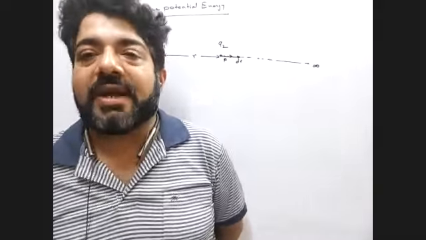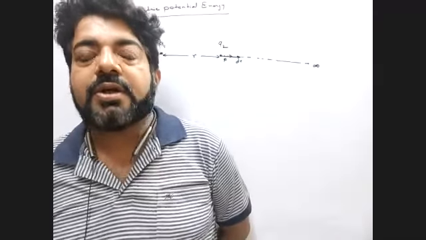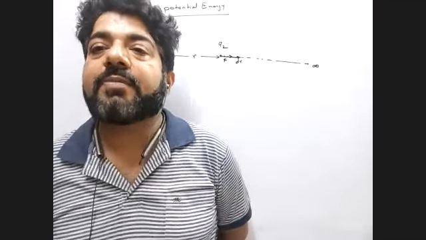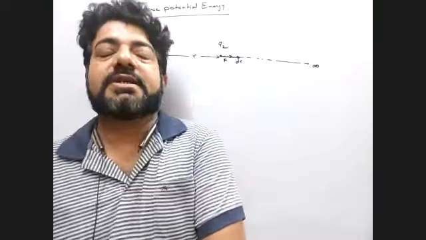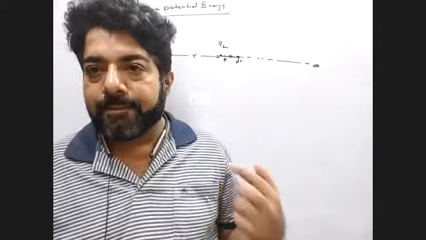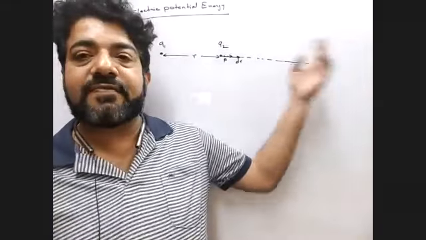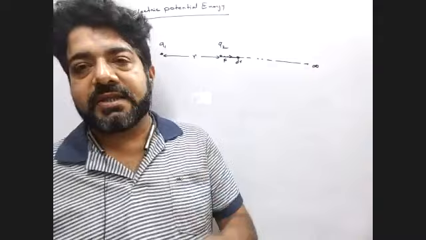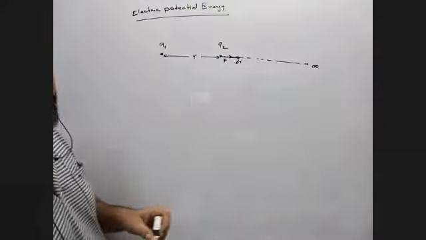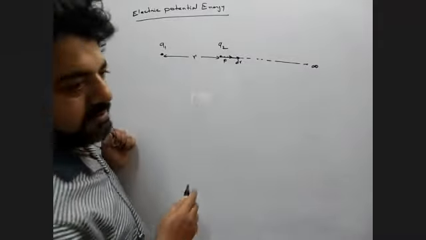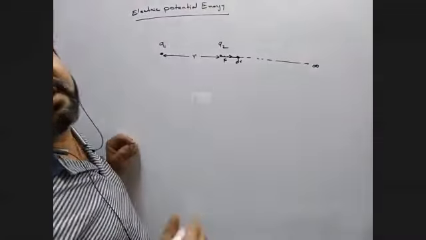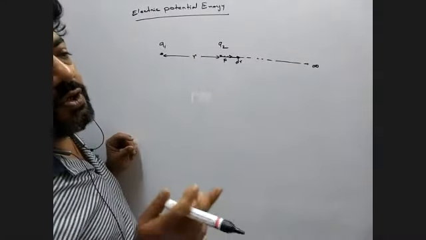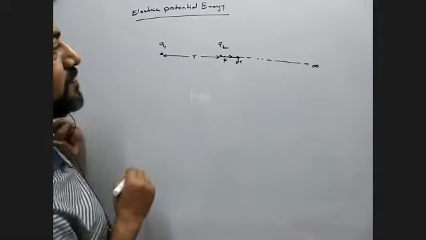Another way you can define it, which is written in your book: assemble a charged particle from infinity to a point r. The work done is called the potential energy. Means if you bring it from infinity to a position r, that work done is called the potential energy. You can use either way, but it is better to use the first one, because in general we always take potential energy as the negative of work done.